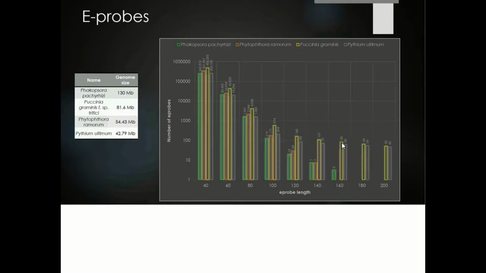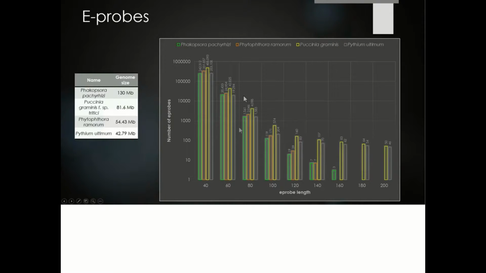But regarding the EPROBs, I just wanted to compare: viruses and bacteria have probably 1,000 or 2,000 EPROBs, which limits their detection scope a little bit. The good thing about eukaryotic organisms is that we might get hundreds of thousands of EPROBs which are specific for the pathogen, as we can see here. These are the 4 pathogens I work with, and whenever I was testing many EPROBs, I was able to get up to 200,000 EPROBs for all 4 pathogens.